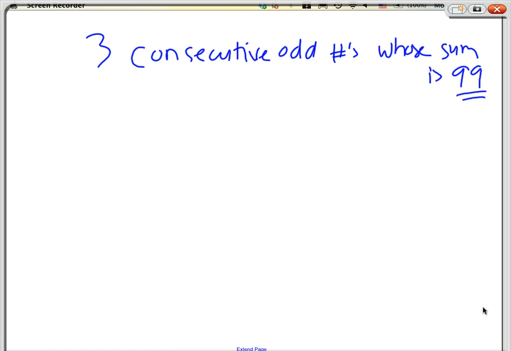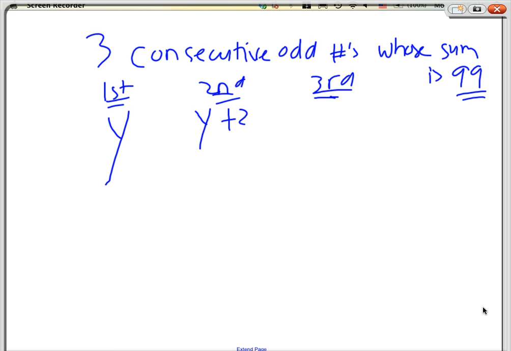Anyone care to comment on my first number? What letter do you want to represent your first number? What do you want to represent your variable? Okay, y. If y is my first consecutive odd, how do I represent my second consecutive odd? Anyone want to comment on that? Yes, Ivana. Y plus 2. Thank you very much. So my second now is y plus 2. I should be consistent with my y. What about my third? Anyone? Yes. Thank you very much. Y plus 4.